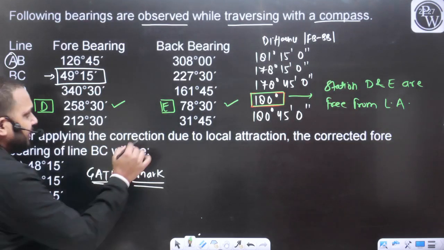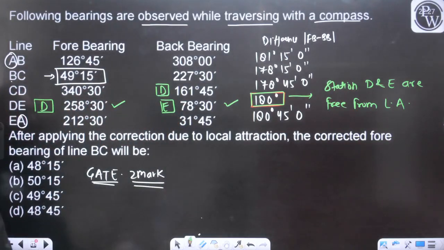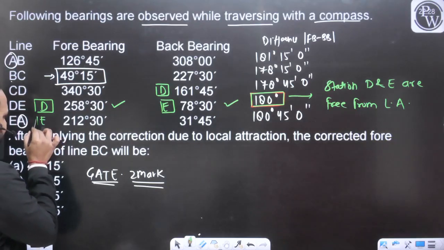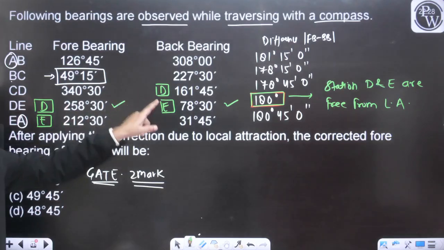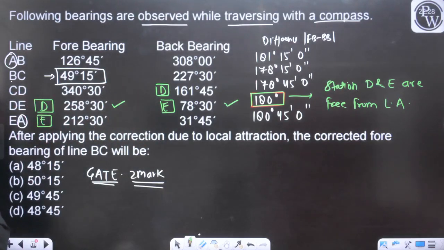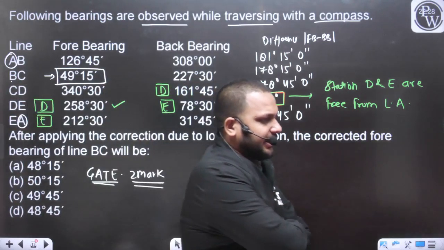Listen carefully. This reading we have measured from the station D. Cross check. This reading we have measured from the station D, and this we have measured from the station E. That means in this survey work, these four readings are correct.